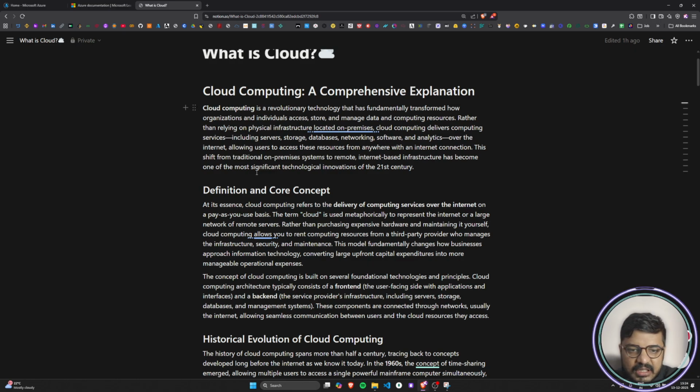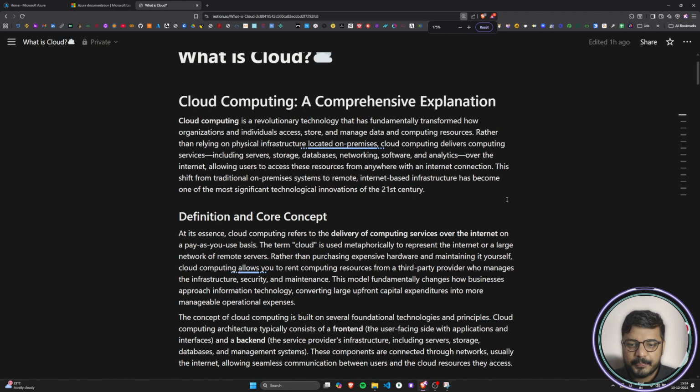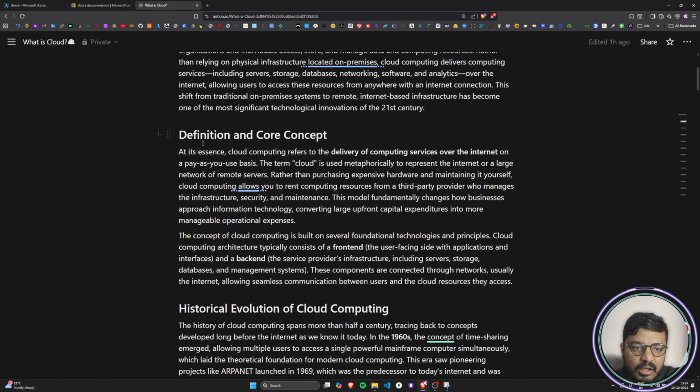It became an internet-based infrastructure and one of the most significant technological innovations of the 21st century. Then, the core concept of cloud. At its essence, cloud computing refers to the delivery of computing services over the internet on a pay-as-you-go basis, meaning as much as you use those services, you only have to pay for that much.